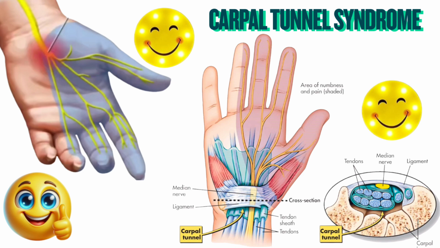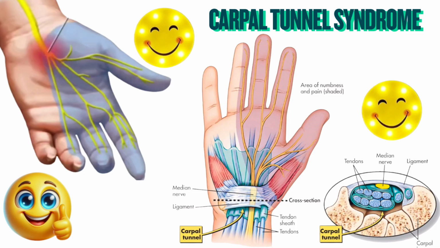On examination, inspect both hands carefully. Look for thenar muscle wasting, which signals chronic nerve damage. Check sensation in the median nerve distribution. Test thumb abduction and opposition. Weakness here supports the diagnosis. 2 simple bedside tests can be used.